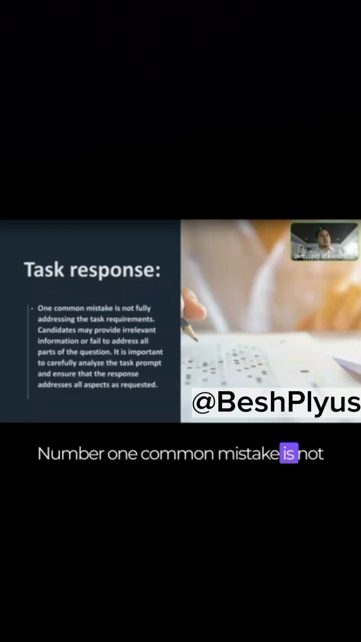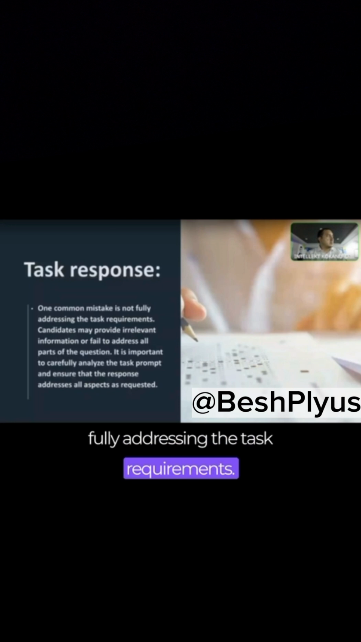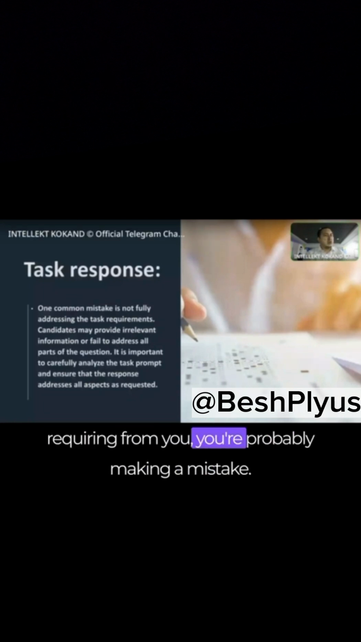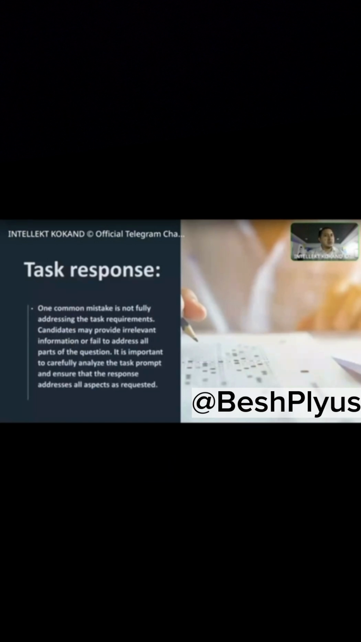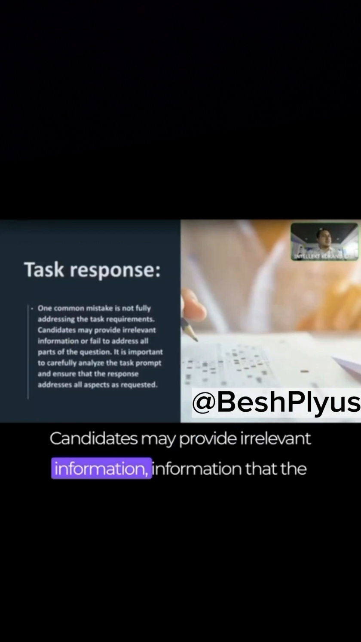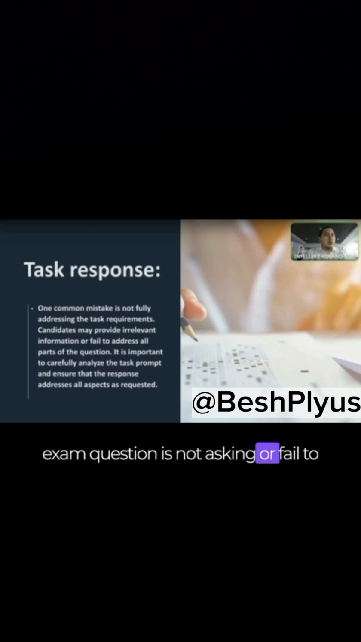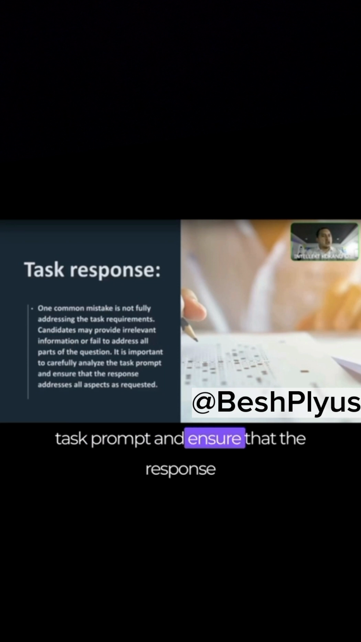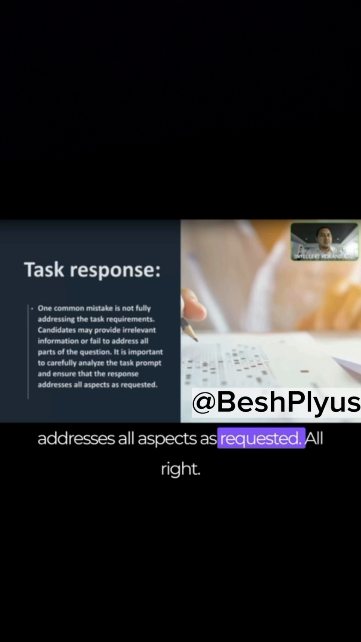The number one common mistake is not fully addressing the task requirements. If you don't know what the task is requiring from you, you're probably making a mistake. Candidates may provide irrelevant information that the exam question is not asking, or fail to address all parts of the task. Their ideas may be biased, more to one side and less to the other. It is important to carefully analyze the task prompt and ensure that the response addresses all aspects as requested.